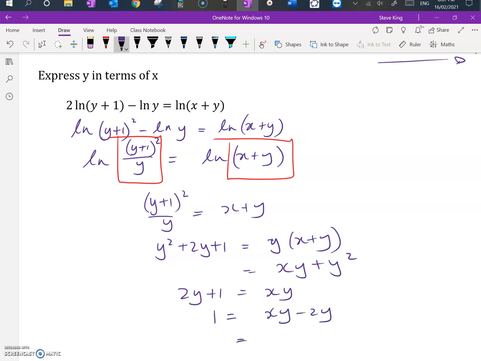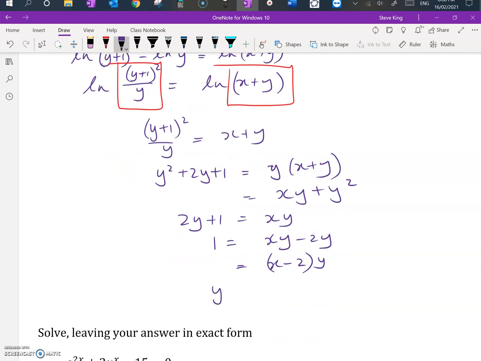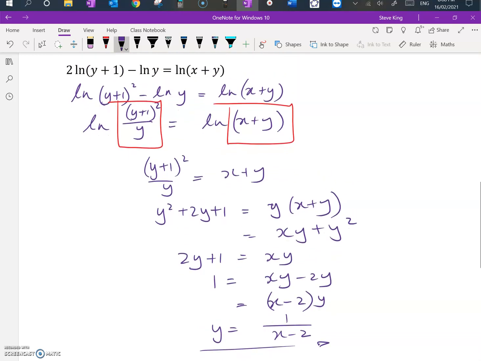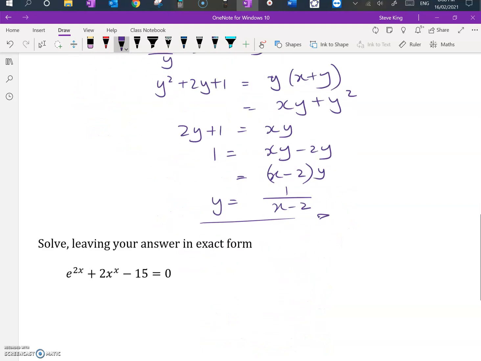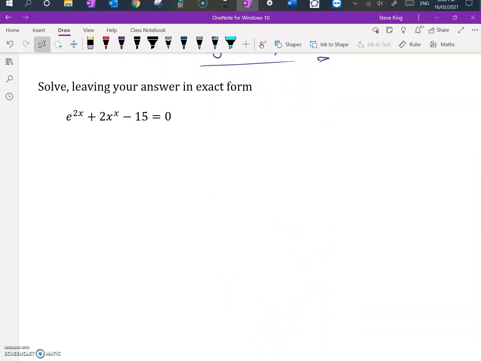And if I extract a y from that, I'm going to get (x minus 2) times y. And then if I rearrange that, I can say y is going to equal 1 over (x minus 2). And so I've rearranged that statement and made y the subject of the equation, even though it was quite a complicated looking equation to start off with. Sometimes you might be required to give your answer in exact form.